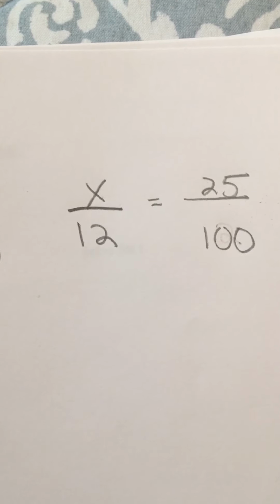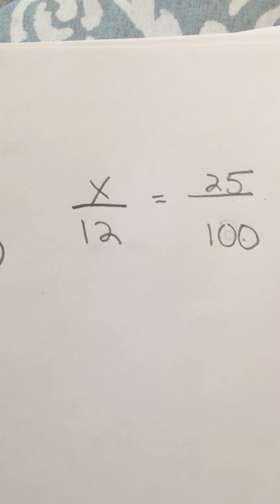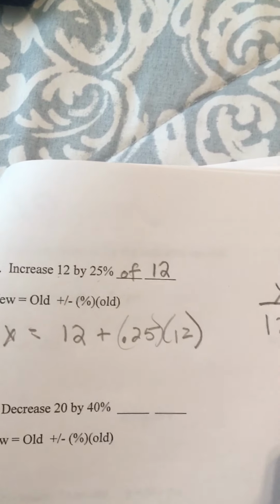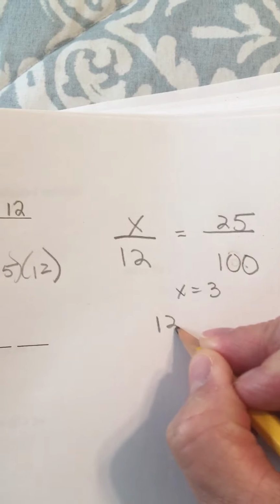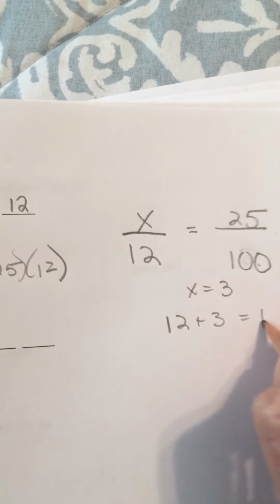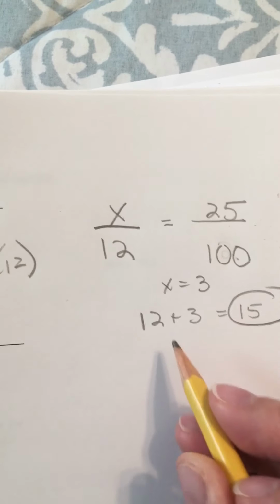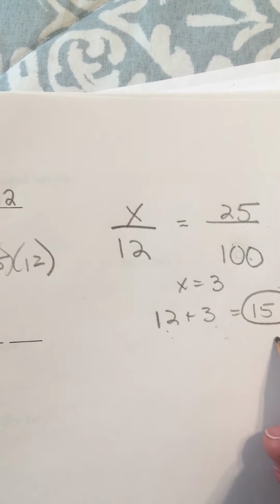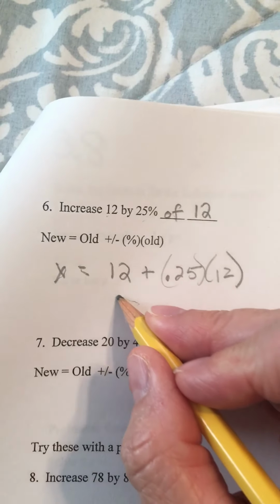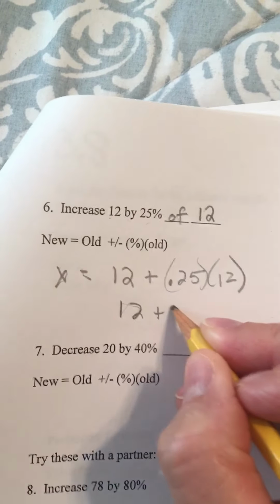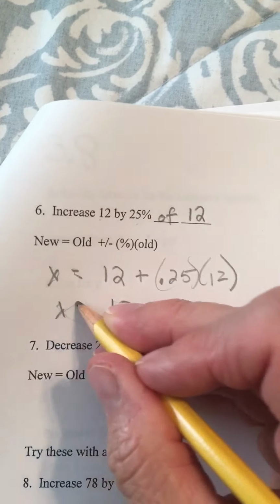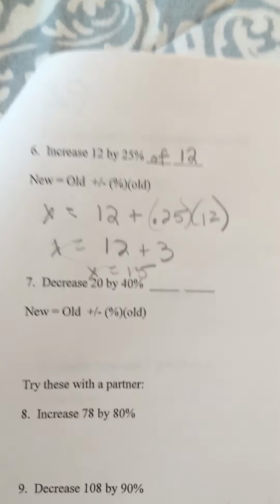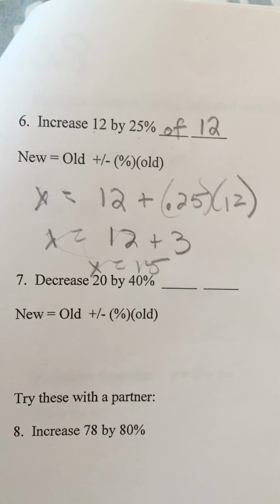25% of 12 is 3. So x equals 3, and then I would say 12 plus 3 equals 15. So if I increase 12 by 25% of 12, I'm increasing it by 3. Or here, I say 12 plus 3. So x equals 15.